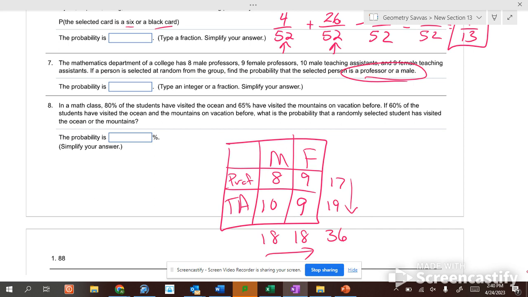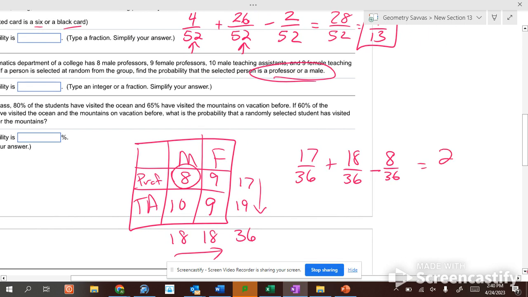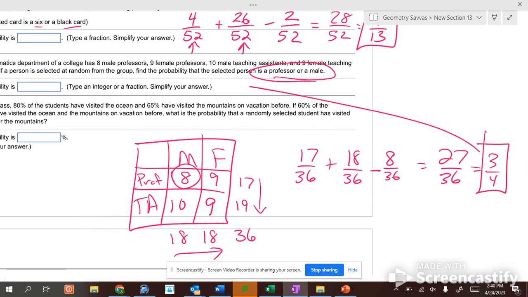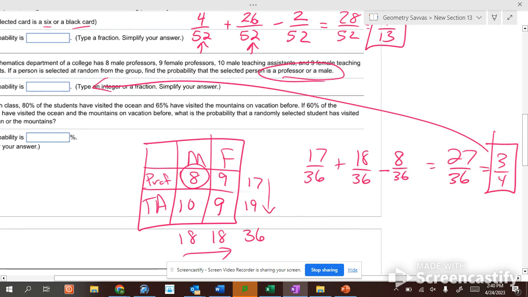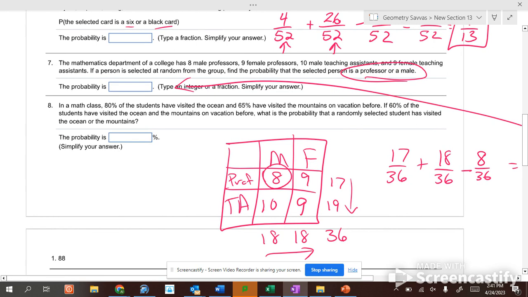All right. What's the probability of being a professor or a male? Well, the professors, there are 17 out of the 36. The males are 18 out of 36. How many did I double count? Who did I double count? The male professors. So I double counted 8 of the 36 because there are 8 male professors. So I end up with 27 out of 36, or 3/4. The probability of getting either a male or a professor is 3 out of 4.